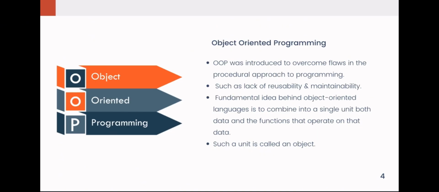Object-oriented programming was introduced to overcome flaws in the procedural approach to programming, such as lack of reusability and maintainability. The fundamental idea behind OOP languages is to combine into a single unit both data and the functions that operate on that data. Such a unit is called an object.